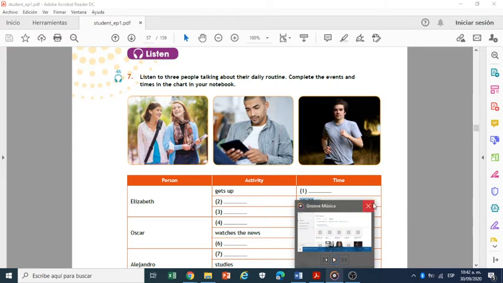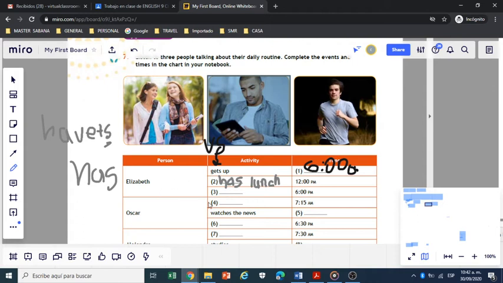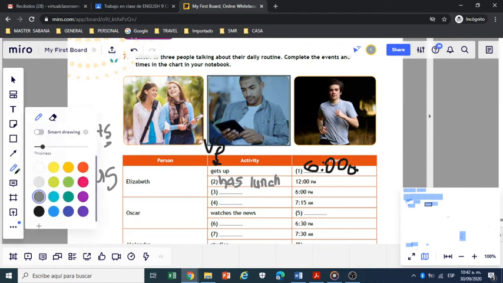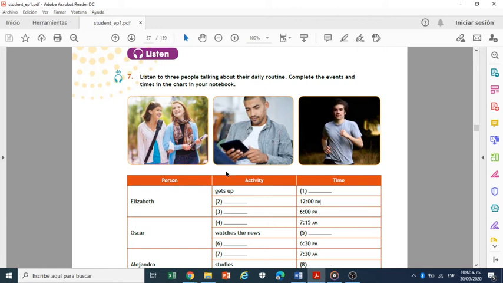In the evening, at 6 p.m. What happens at 6 p.m.? Elizabeth plays basketball. Okay, plays basketball. Plays, don't forget the S. Plays, and you are going to complete the table. Okay, let's finish the listening exercise, and you are going to complete the table with the activities and the time.